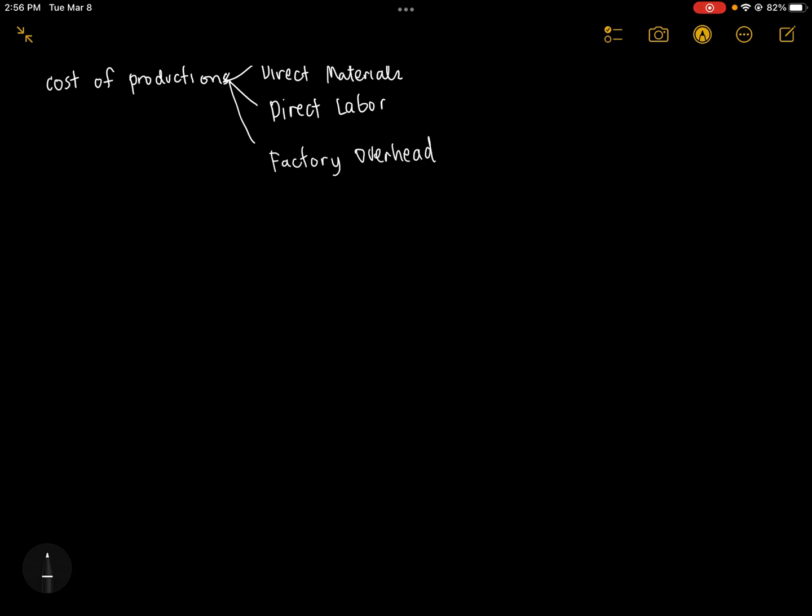We also know that these elements of manufacturing can be classified as either variable or fixed, particularly our factory overhead. We have variable factory overhead and we have fixed factory overhead, because direct materials and direct labor are generally classified as variable cost. Now, this cost of production, when combined, became the product cost under what is called full accounting or absorption costing.